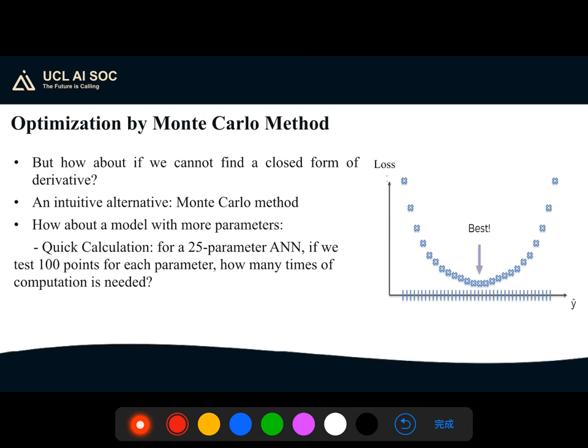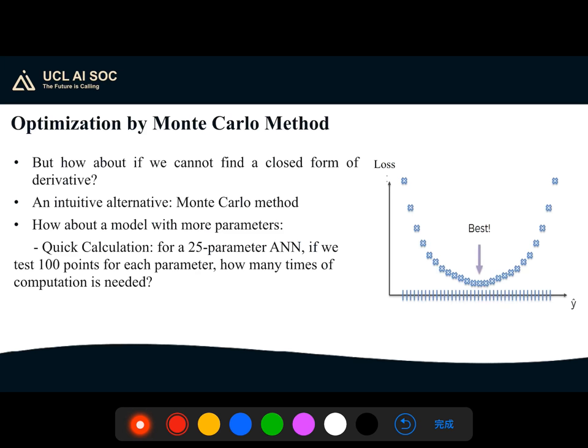However, sometimes we cannot find a closed form of the derivative. For example, if we use logistic regression and we want to find the derivative, it's impossible because the derivative of the loss function of logistic regression has no closed form. So in this case, we want to use another method to deal with it. The Monte Carlo method is an option.